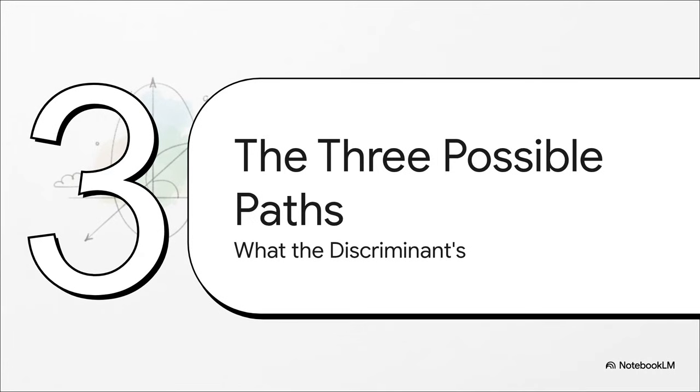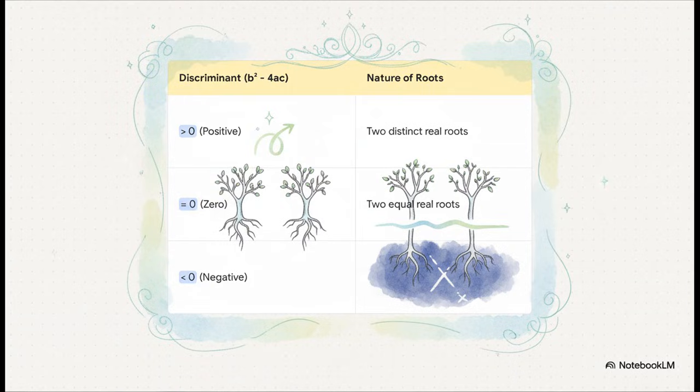So how does this gatekeeper actually make its decisions? Well, it's surprisingly simple. The value of the discriminant can only be one of three things. It can be positive, it can be 0, or it can be negative. And each of those outcomes sends us down a completely different path. And this table sums it all up beautifully. These are the three golden rules.